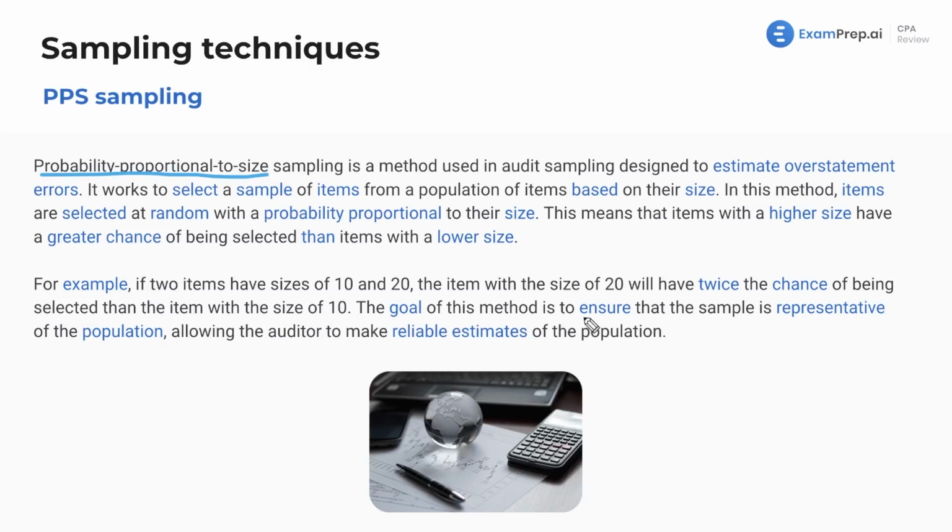The goal here is to ensure that the sample is representative of the population. And that makes sense because the $20 transaction is taking up double the space in the population of the $10 one. And this allows the auditor to make reliable estimates of the population. Being familiar with this technique, I think it was a pretty clear, concise way to go about it. Pat myself on the back. Yeah, be familiar with it, know it, love it, enjoy.